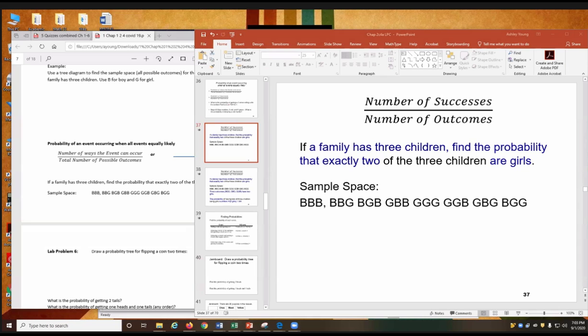So everybody private chat to me your answer. Private chat it. It's the probability of finding that exactly 2 of them are girls. Half of them are correct. A little less than half are correct. If you don't chat to me in the next 10 seconds, you will lose a point from your participation. I need an answer from you within 7 seconds. Okay, all right. No more answers. We are closed for answers.